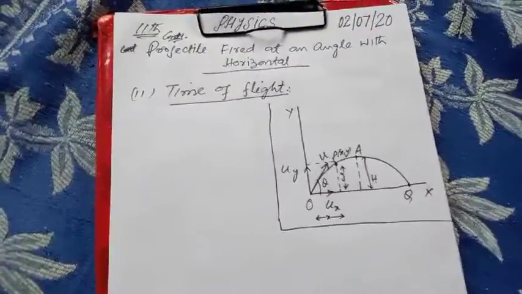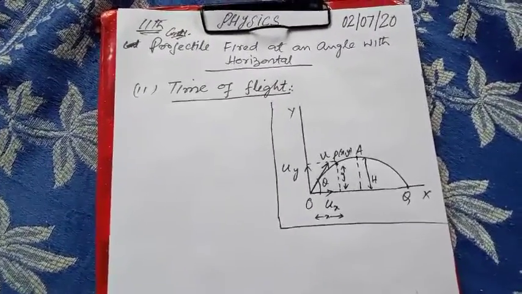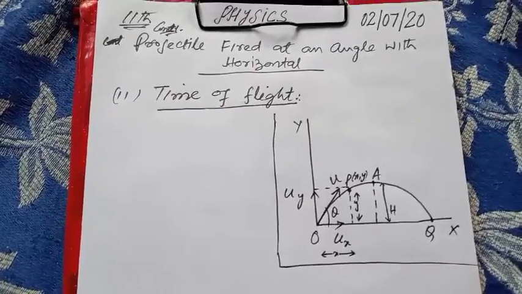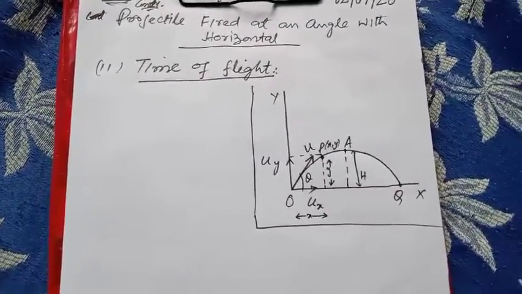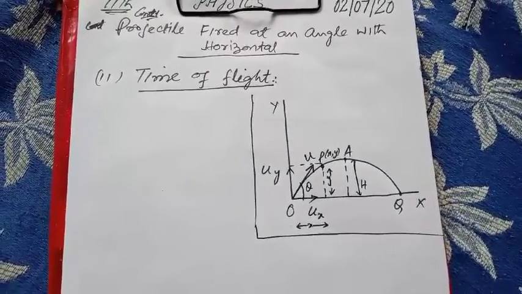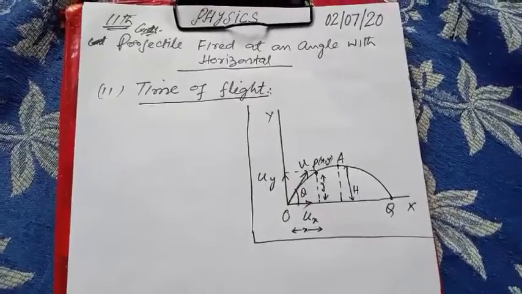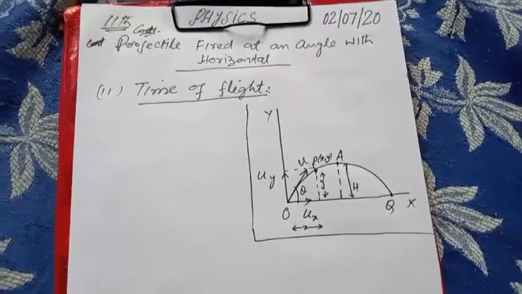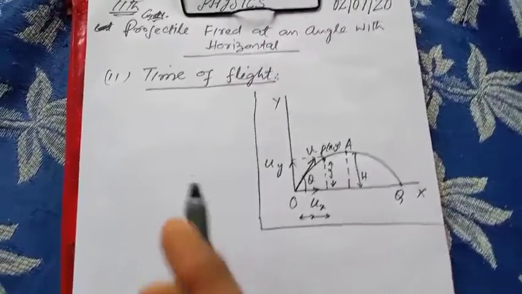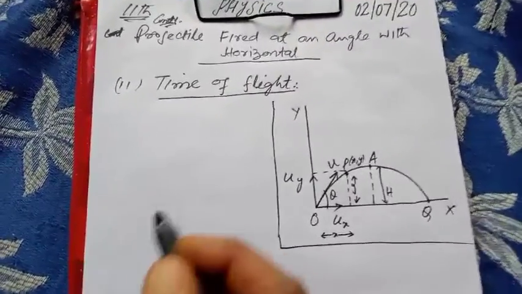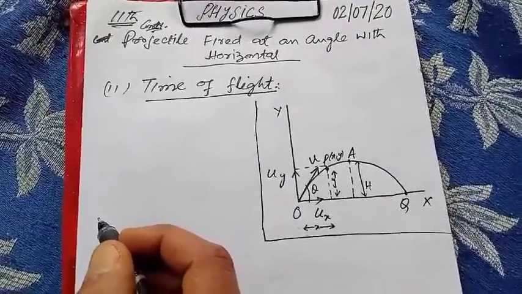Let's continue projectile motion, a projectile fired at a certain angle with the horizontal. In the last lecture, we derived the relation for the equation of trajectory, which comes out to be a parabolic equation. Today we'll move ahead. We will derive the relation for time of flight.